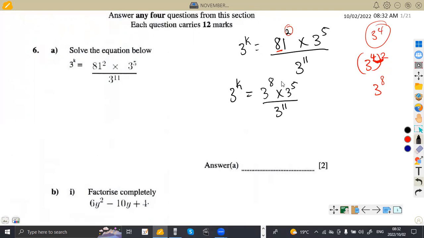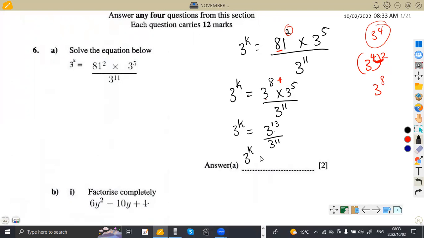Remember the concept, guys. If you are multiplying and the bases are the same, you add the powers. So it's 8 plus 5, which is 13. So it's 3 to the power of 13 over 3 to the power of 11. Here we are dividing, so what do we do? We subtract the powers.